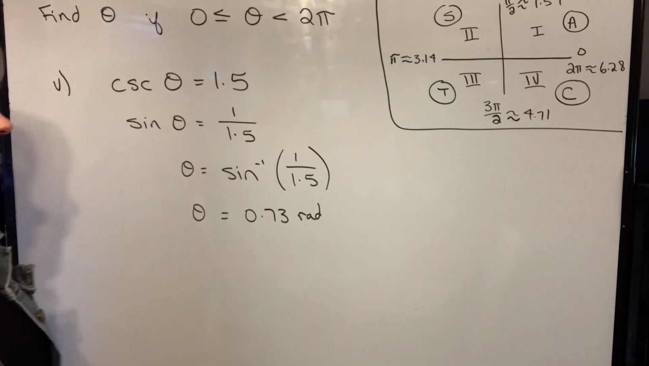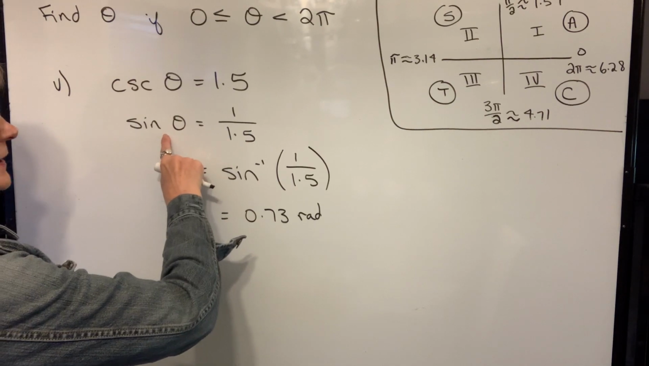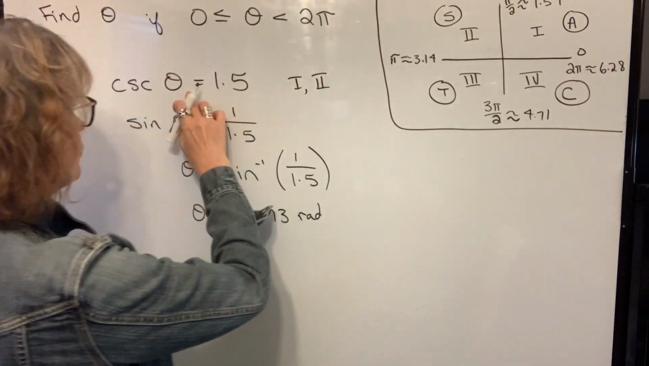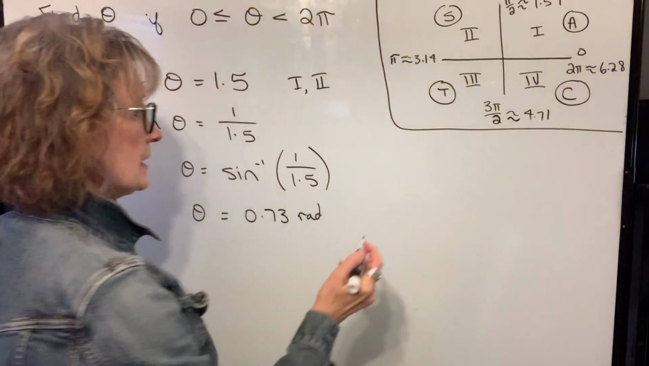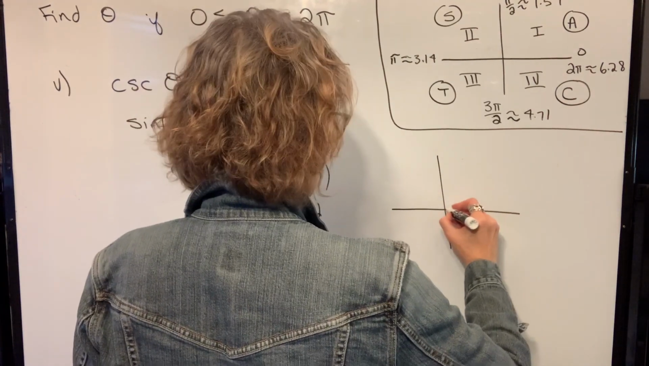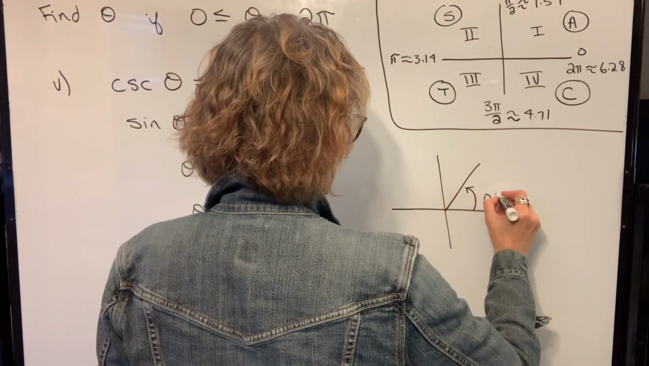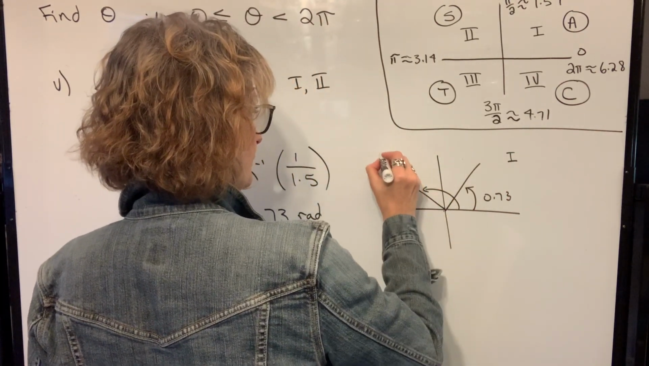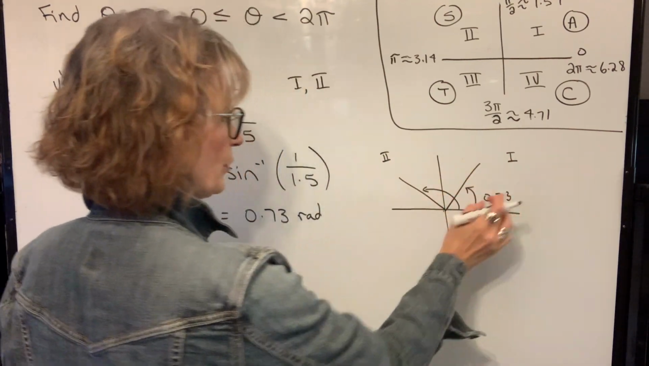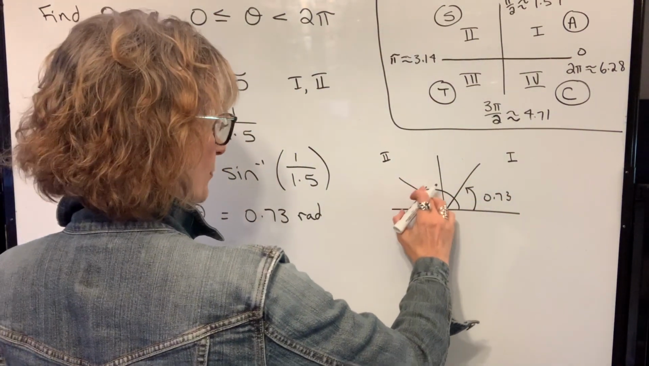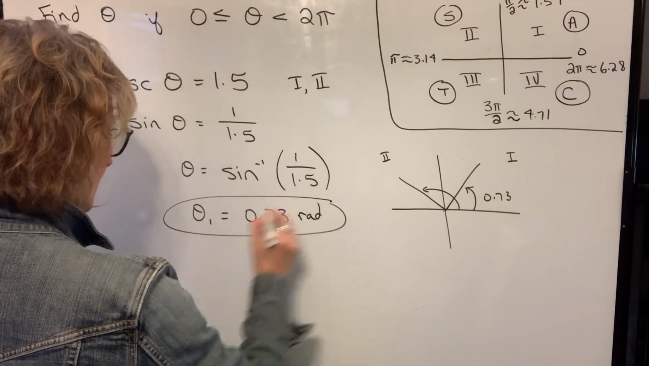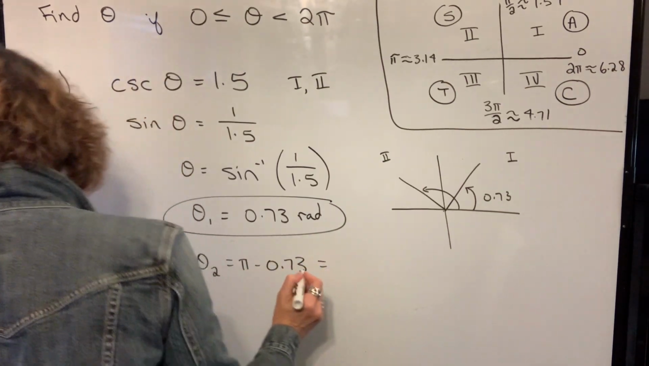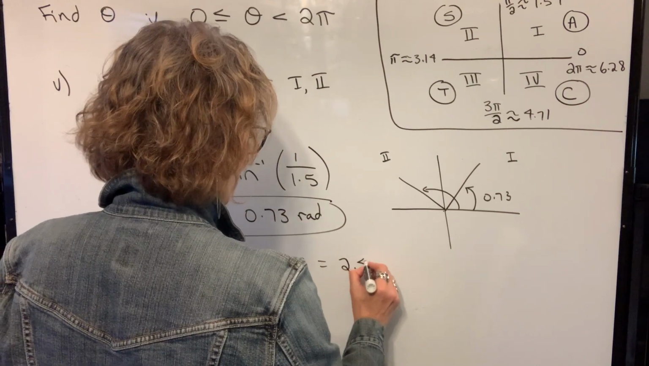To find my other angle, I know sine is positive in quadrants 1 and 2. Therefore, cosecant will be positive in those same quadrants. So, the angle I obtained was in quadrant 1. To find the angle in quadrant 2, the amount of rotation from the horizontal is 0.73. So I subtract that from pi. So there's my first angle. My second angle will be pi minus 0.73 radians. And that's equivalent to 2.41 radians.